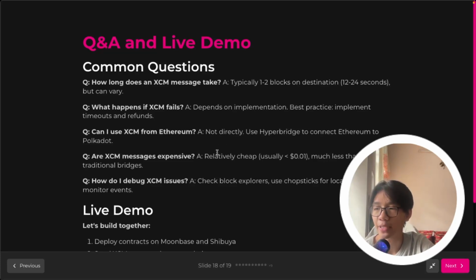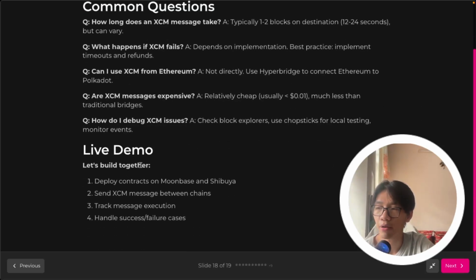Is an XCM message expensive? It's relatively cheap, usually under $0.01, so much less than traditional bridges. And how do you debug XCM issues? You can use a tool called Chopsticks, where you can fork all the chains locally and see the path of the XCM message.